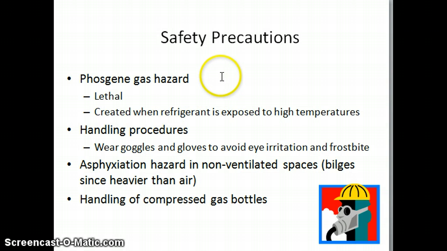Now the last is the safety precautions. What is considered in safety precautions? First, gas hazard: a lethal gas is created when refrigerant is exposed to high temperature. Second is the handling procedure, meaning when we handle the system, we have to wear goggles and gloves to avoid eye irritation and frostbite. Asphyxiation hazard in non-ventilated spaces, and the last is handling of compressed gas bottles. These are the safety precautions which must be considered during the handling of the system.